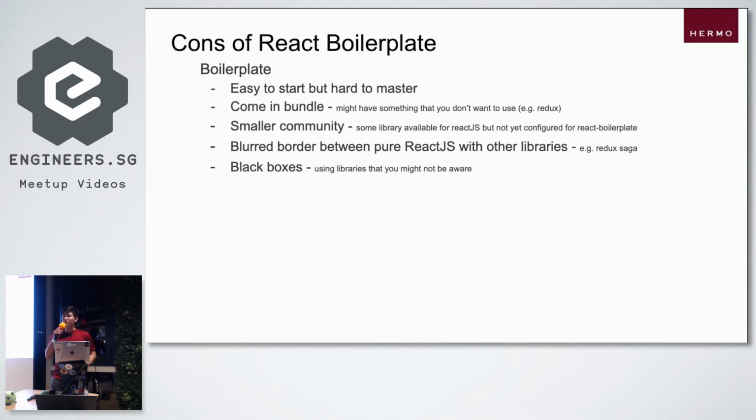And then since our team started with Boilerplate as the first for React, by the time we didn't know React.js, we only knew React-Boilerplate. So somehow I got confused with Redux Saga. I thought that was part of React, but later on I realized that it's not the same thing. It's actually a library. And of course, a lot of black box. There are some libraries that I still don't really understand, and I don't even realize they are there.